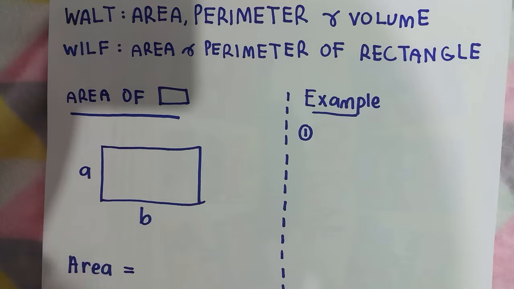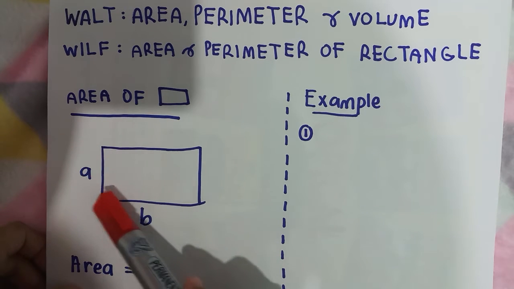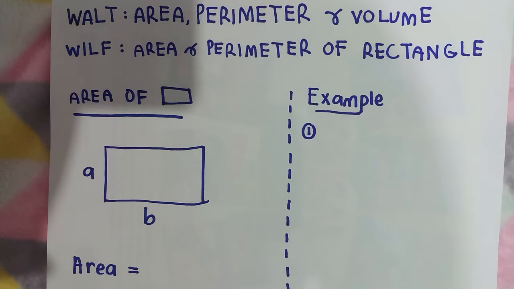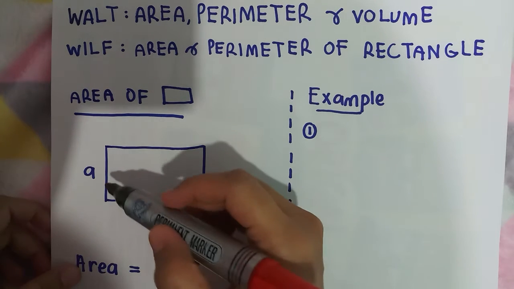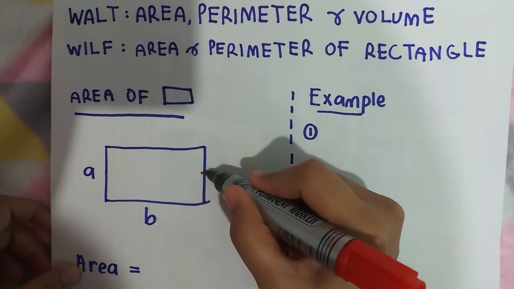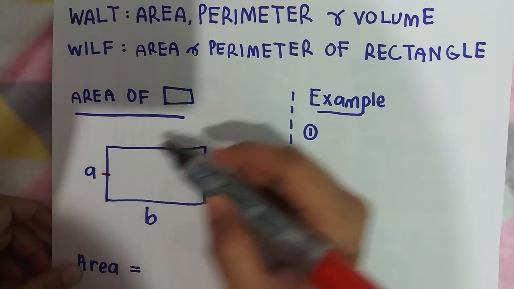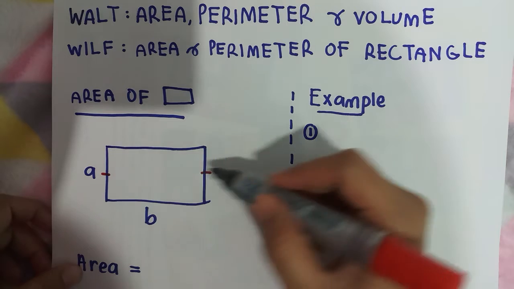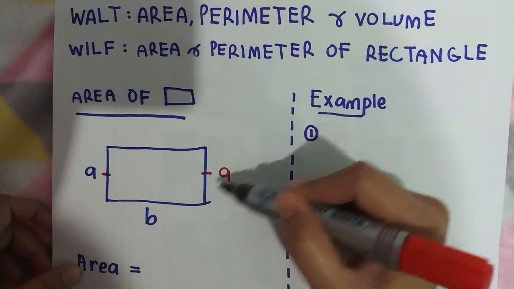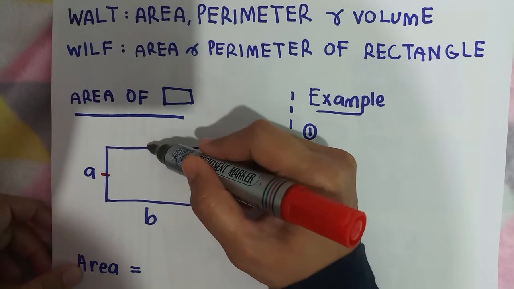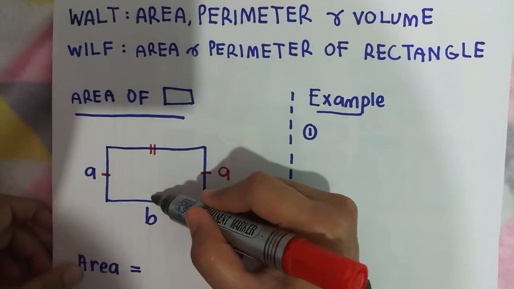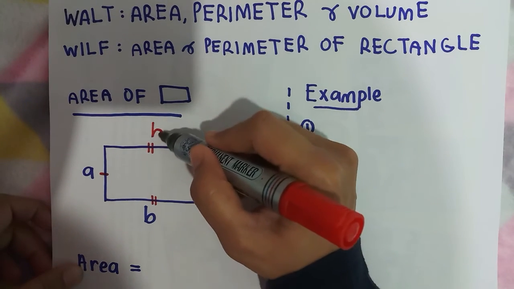First you need to be clear about the shape of a rectangle. A rectangle is something like this. You need to make sure you know that a rectangle has two pairs of equal sides. If this is A, this is also A. And if that side is B, I'll use a double line here, then this is also B.